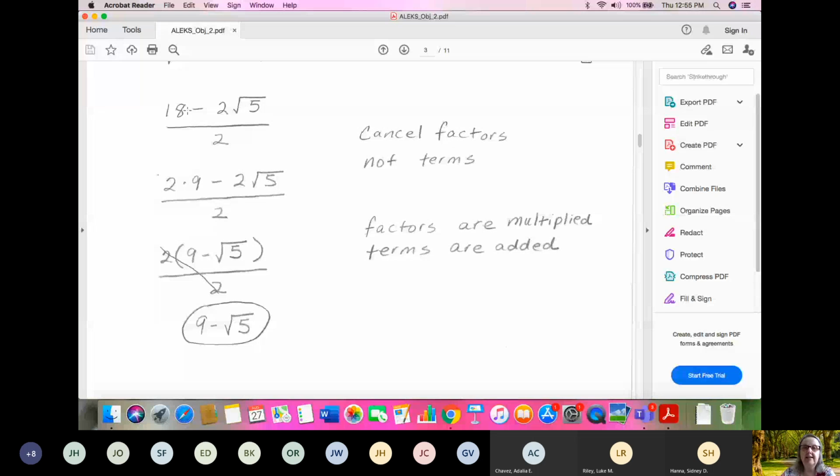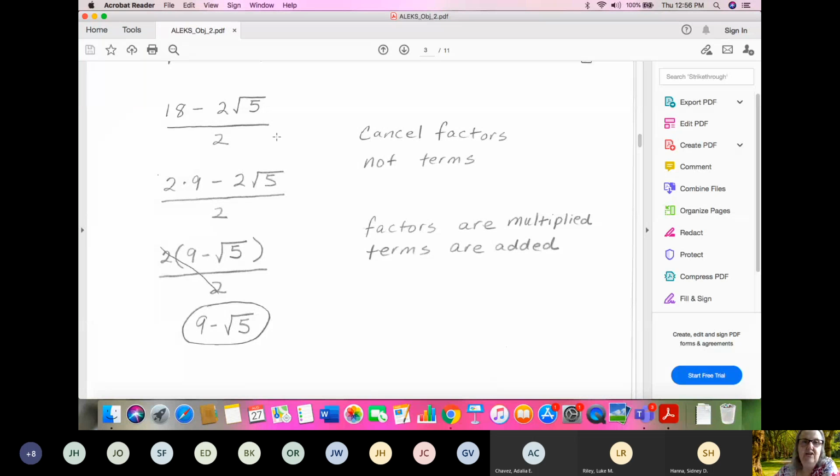We can't cancel terms. Cancel factors, not terms. This 2 is participating in a term. We cannot cancel this 2 with this 2. You will not get the right answer. If I cancel these 2s here, we'd get 18 minus square root of 5. 18 minus square root of 5 is not the correct answer. So we can't do that.